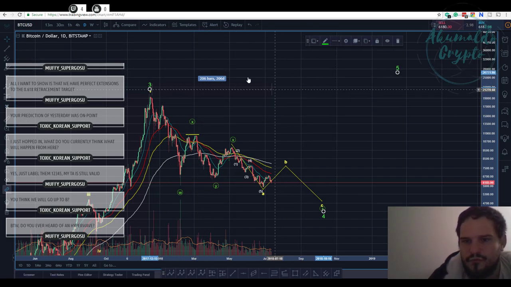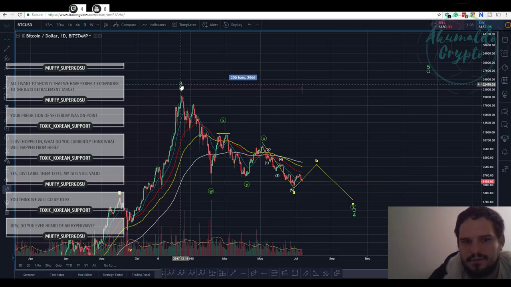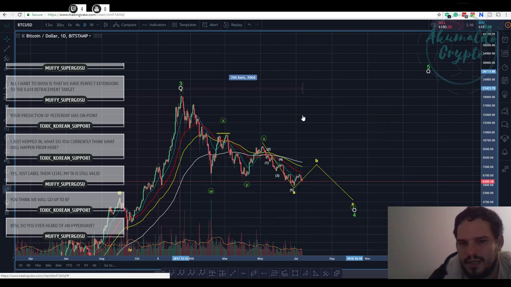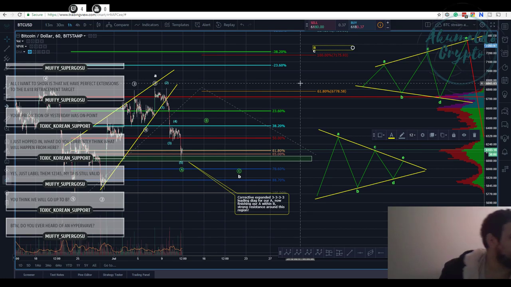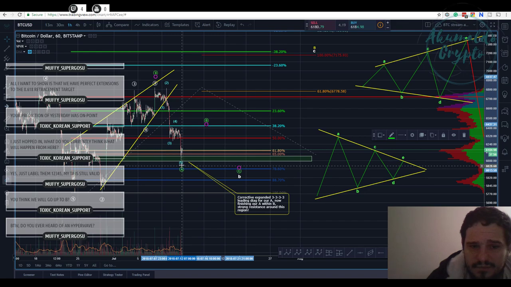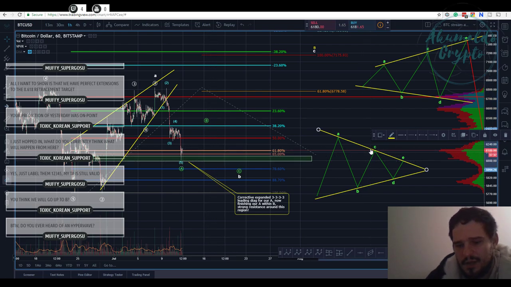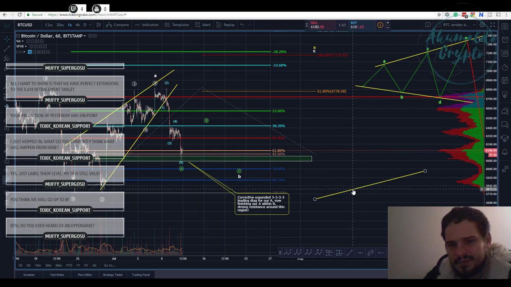This is the overall picture of Bitcoin. I'm using the minor cycle here instead of intermediate or primary. What do you think? Do you think we are going up to B? Yes, we are going up to B after we finish. I would say that this is not a bad place to start laddering some longs, this region here, 6122 to 6000. If you want to ladder some longs here, it's not a bad trade. Not a bad setup at all.